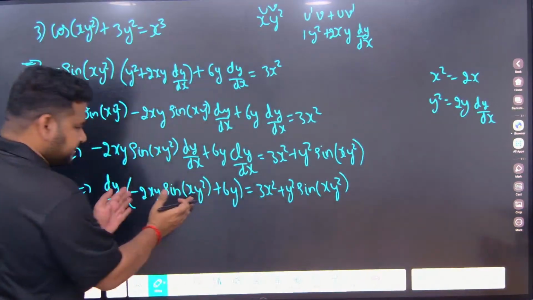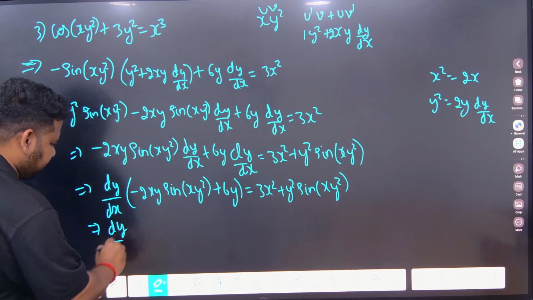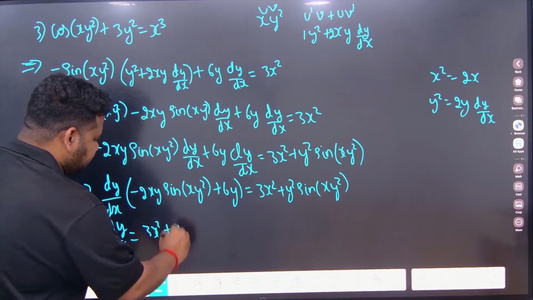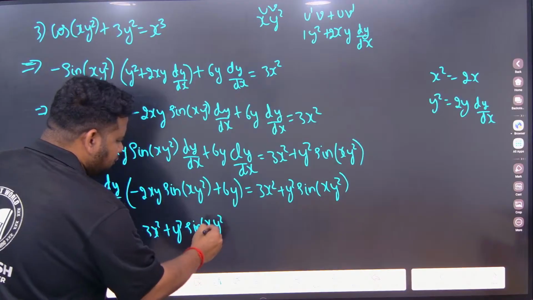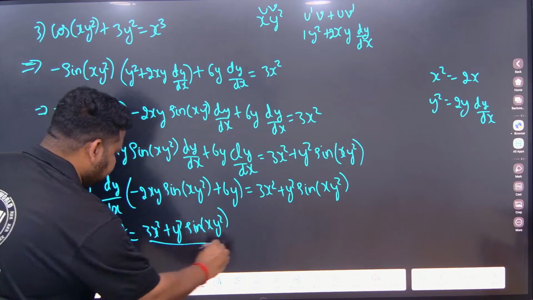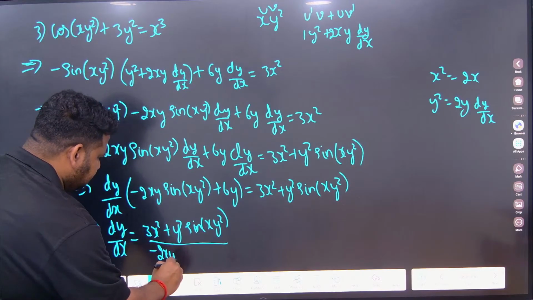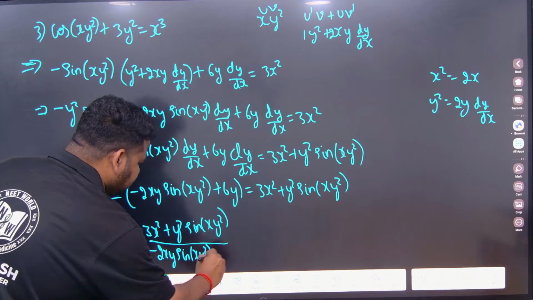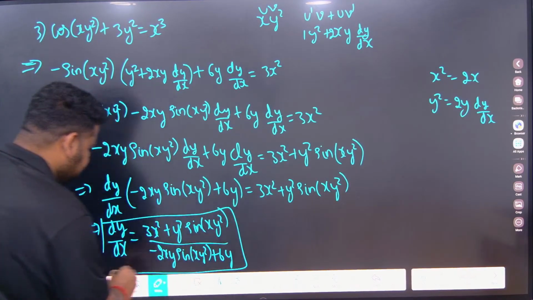Now this one I will send it down. So if I send it down, I will have dy by dx is equal to 3x square plus y square into sine of xy square, divided by, if I bring this down, minus 2xy sine of xy square plus 6y. Okay, this is the final answer, friends. This is the final answer to this question.